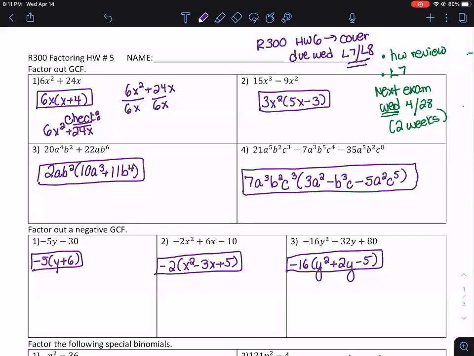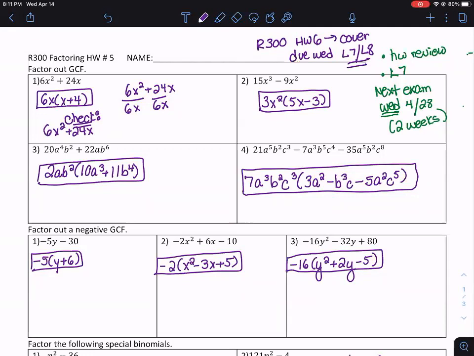3x squared is the GCF, and then we're left with 5x minus 3. And again, if you want to use the distributive property, whether mentally or physically writing it down, you will get back what you started with. For number 3, we are going to go with the highest value of 2 divisible into 20 and 22.